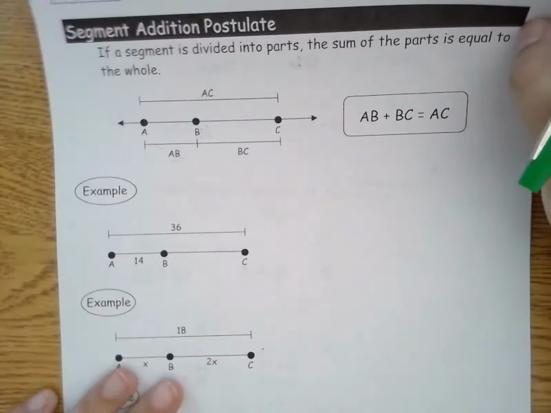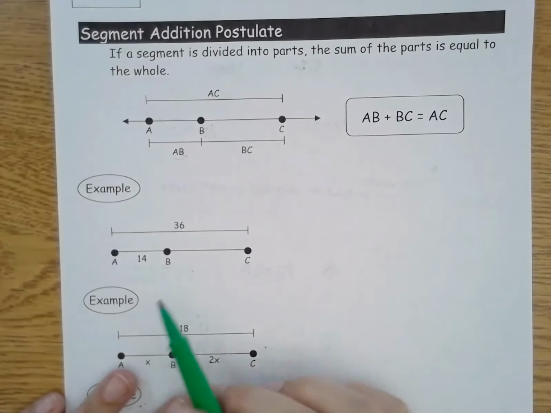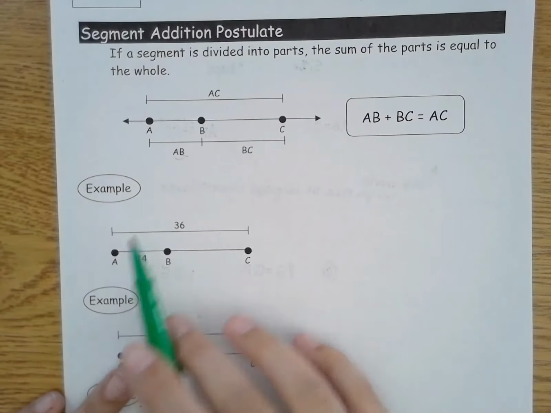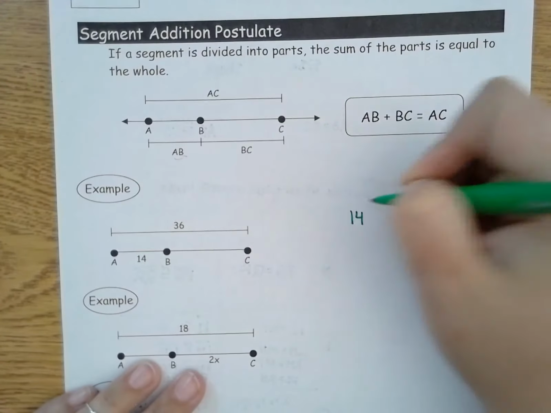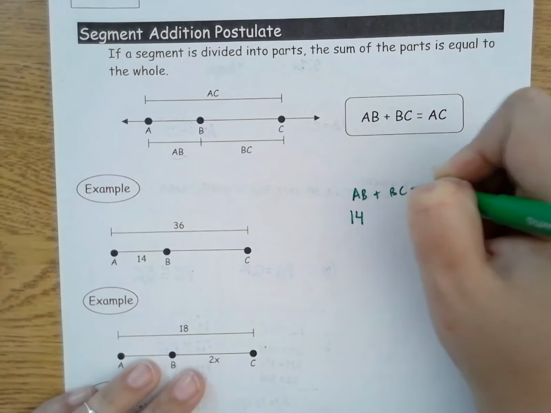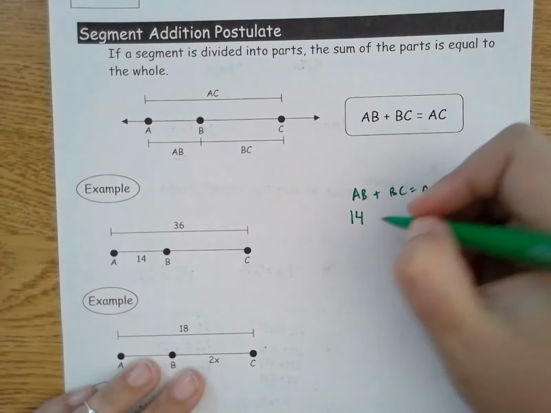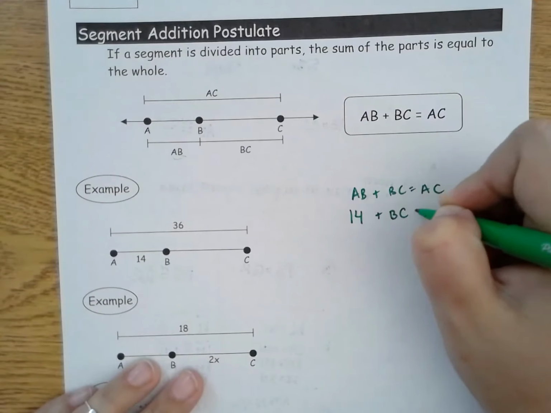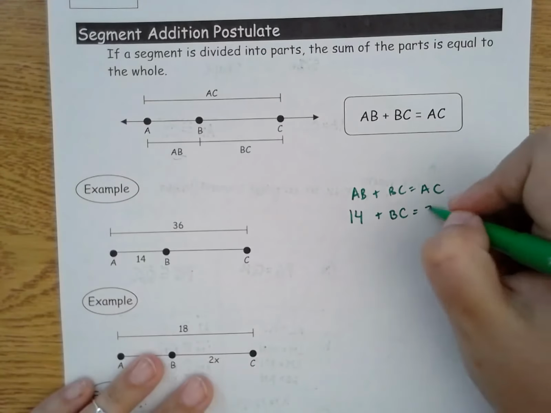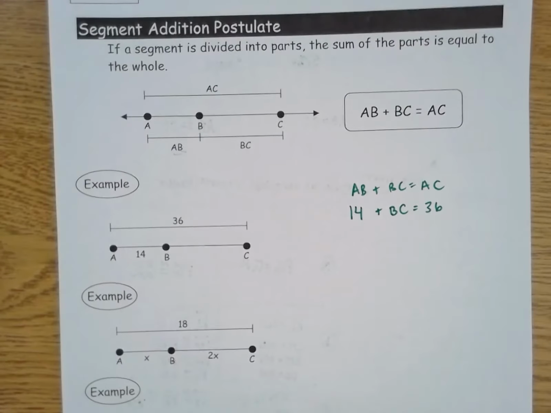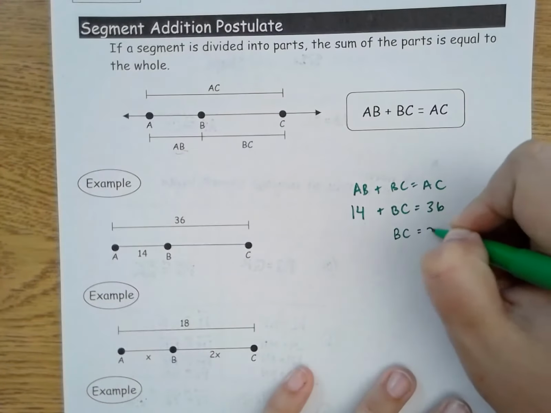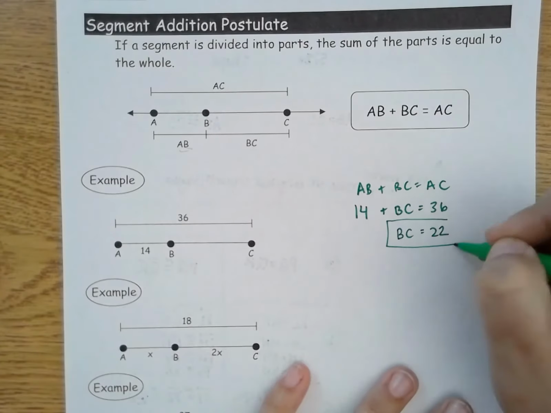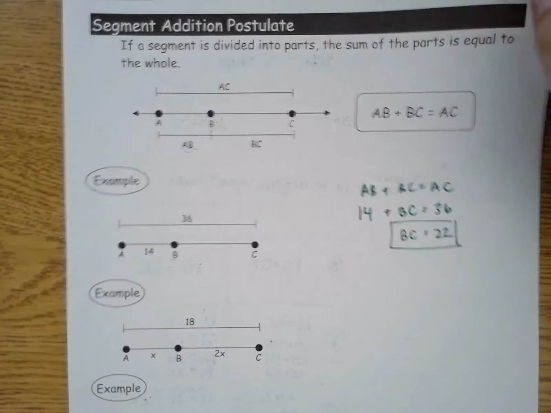Ready? Okay, so for example here, if I know some of these, what you're going to do is just fill them in here. So AB is 14. I don't know BC, but I do know AC, and that's 36. So then what's BC? 36 minus 14, which is 22. So BC is equal to 22. Yep, now it's stuck in the middle there.